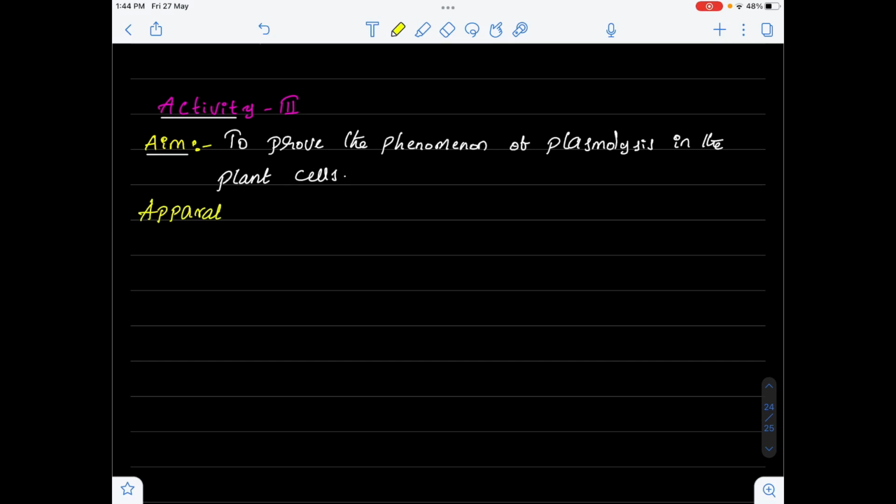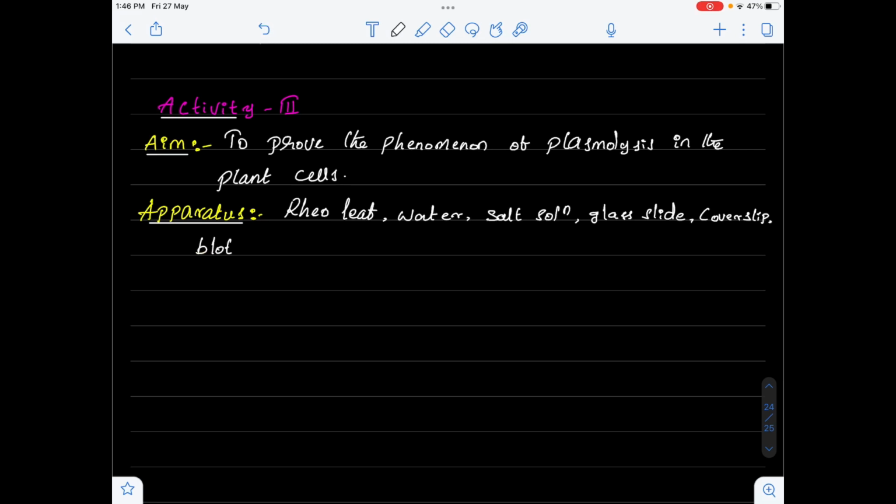Apparatus, means materials required to perform this activity, are rheo leaf, water, salt solution, glass slide, cover slip, blotting paper, microscope. Now let us see the method or procedure.